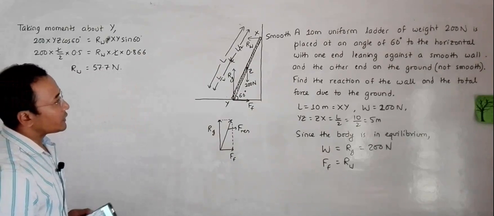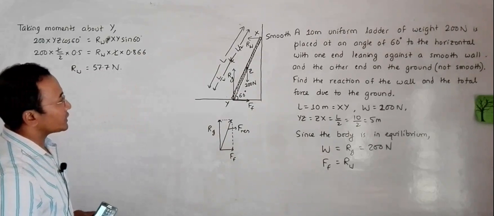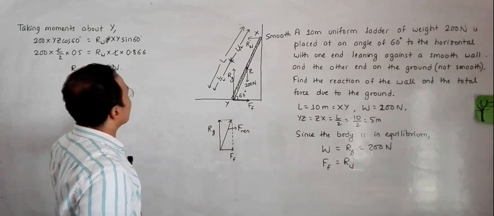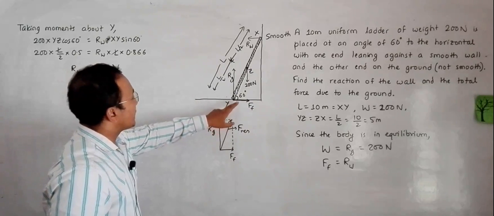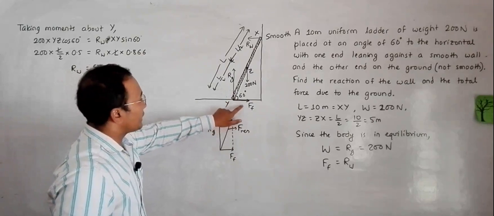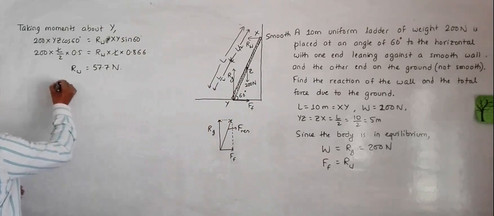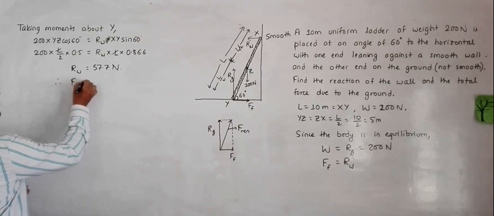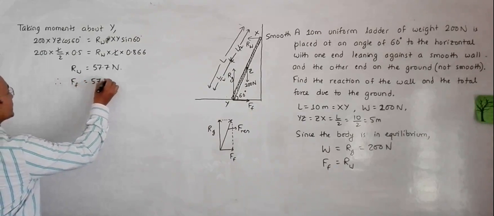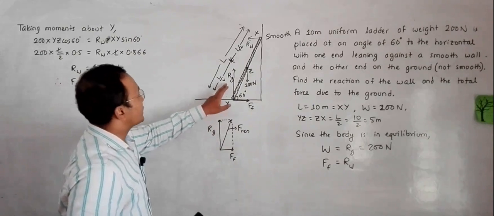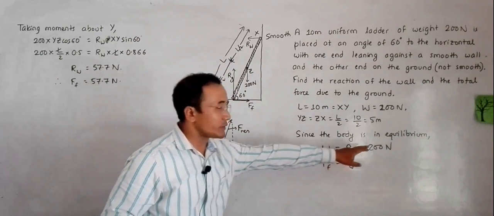Now, if we have to calculate the total force due to the ground, which is this force here, since Rw is equal to this much, I can say that this Ff is also equal to Rw. So therefore frictional force is also equal to 57.7 Newton. Now Rg is equal to 200, which is already there.